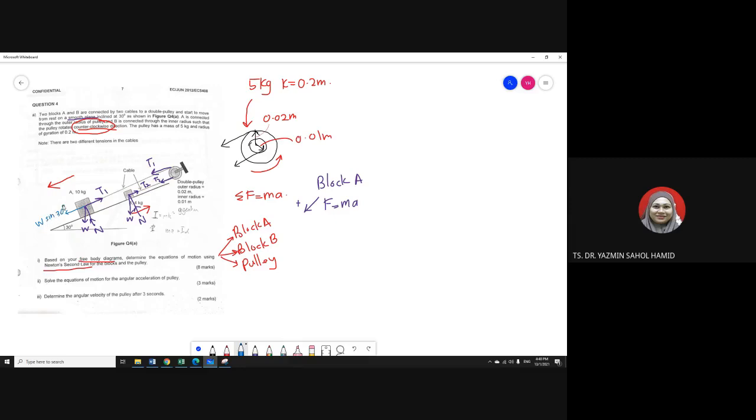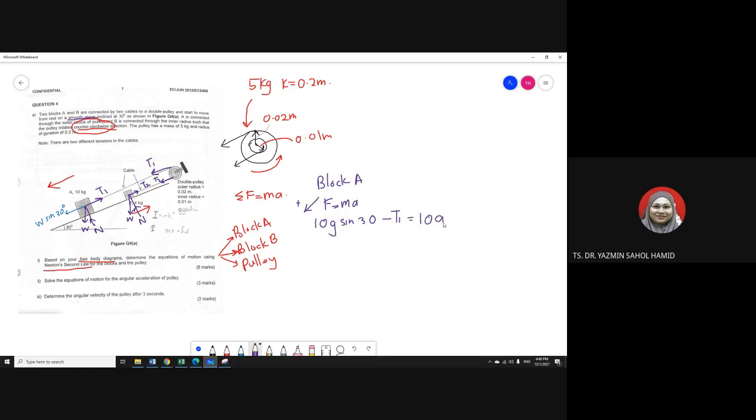Sine 30. Okay. So W will be mg. M will be 10, and then g, sine 30, minus T1 equals to 10a.